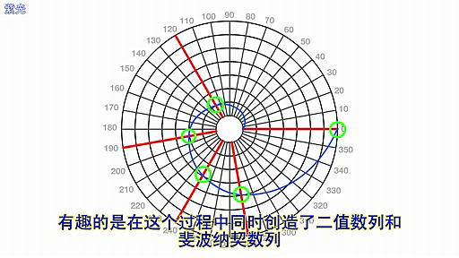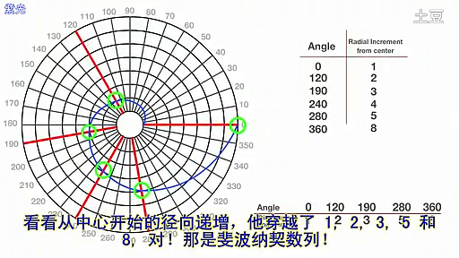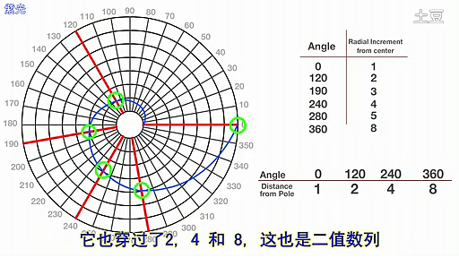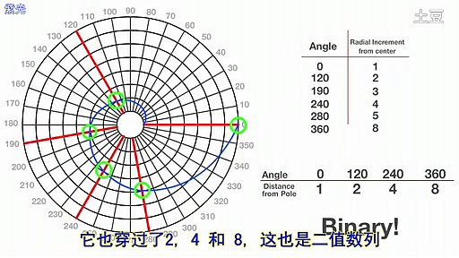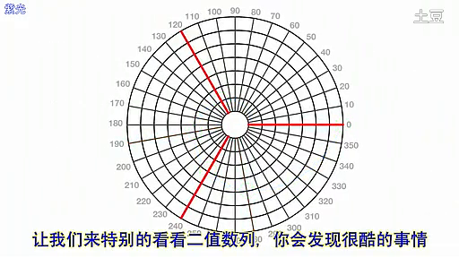What's interesting about this is that it creates both a binary and Fibonacci sequence. Looking at the radial increments from the center, it crosses at 1, 2, 3, 5, and 8. Well, that's Fibonacci. But it also crosses at 2, 4, and 8. Well, that's a binary sequence. We're going to look at the binary sequence in particular, though, because what you find is very cool.